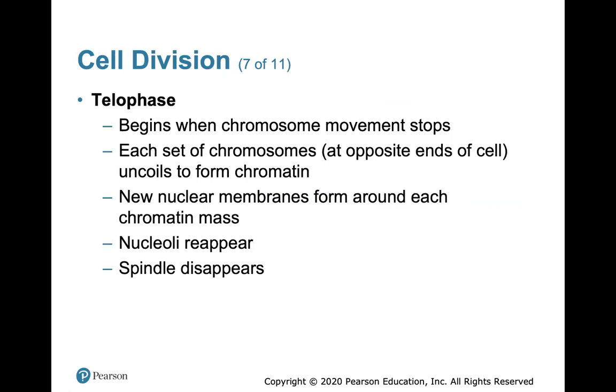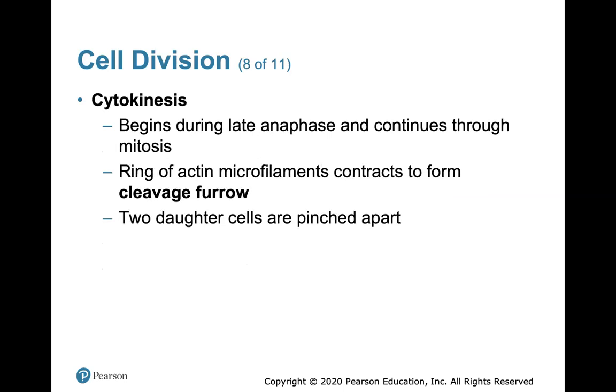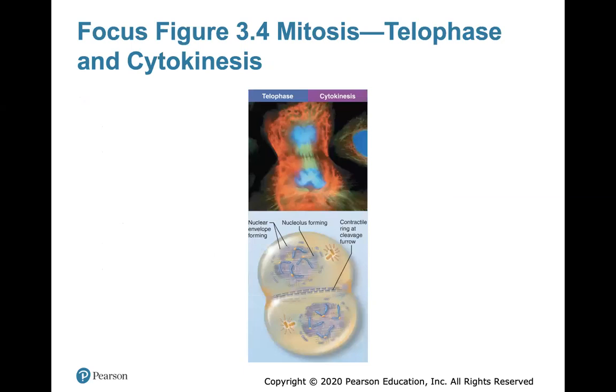Each set of chromosomes will uncoil to form chromatin, and new nuclear membranes will form around each chromatin mass as the nucleoli reappear and the spindle disappears. Cytokinesis is when the two daughter cells will be pinched apart to become their own cells at this point. We call this area where they split the cleavage furrow. So here's a picture of telophase and cytokinesis. You can see the cleavage furrow forming and then the nuclear envelope reforming around the new chromosomes.